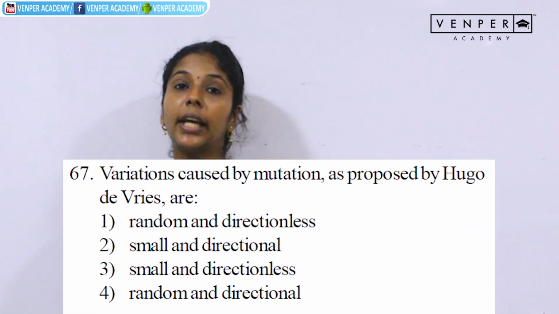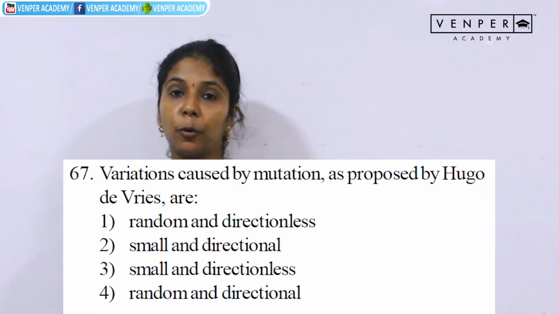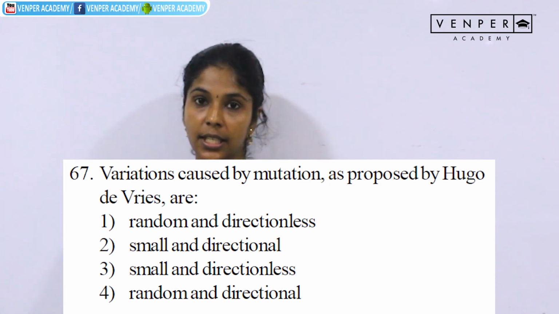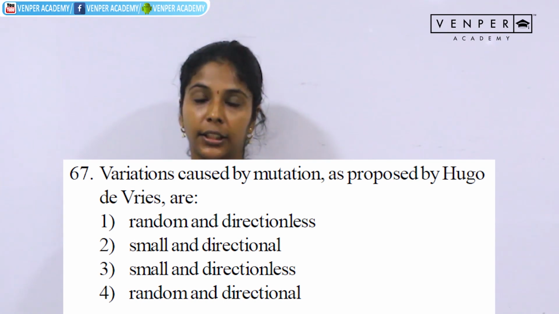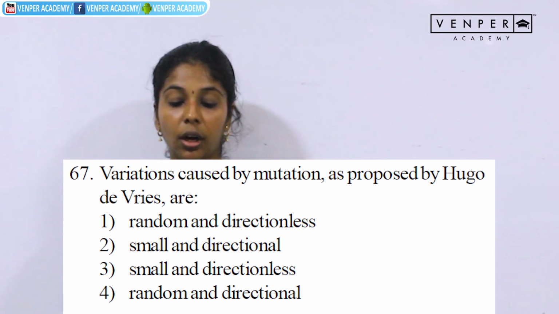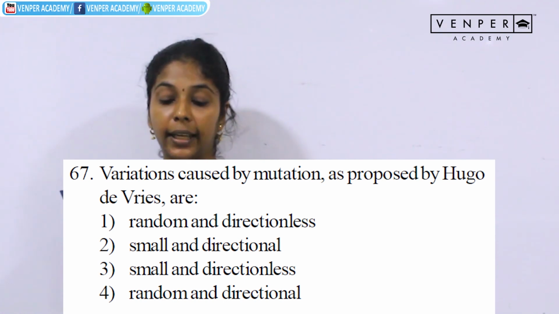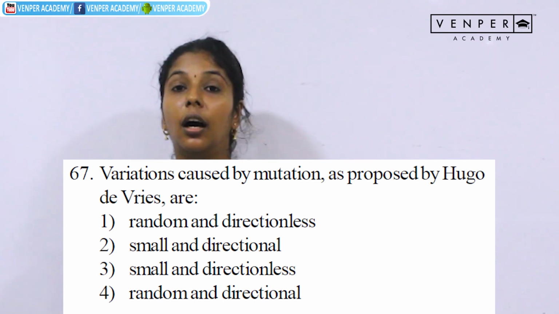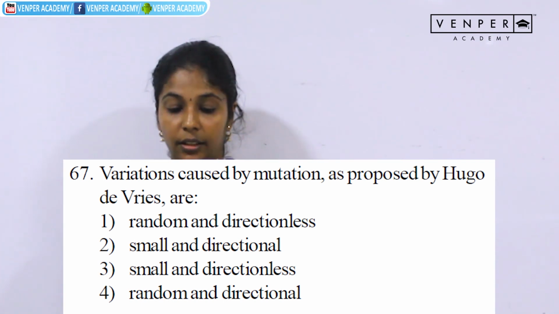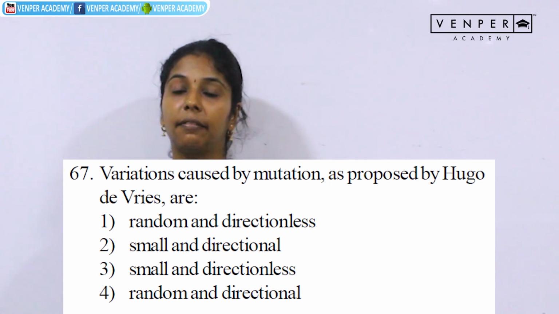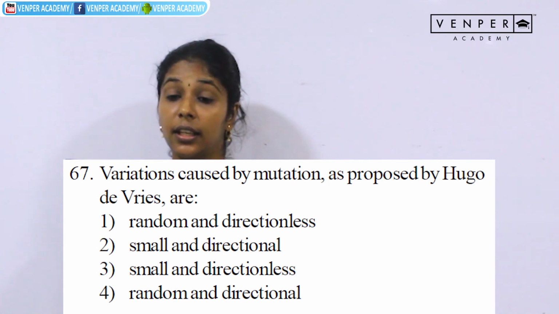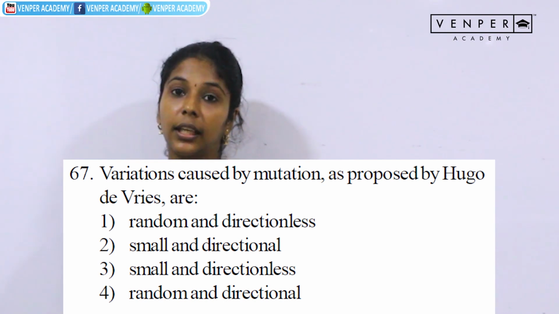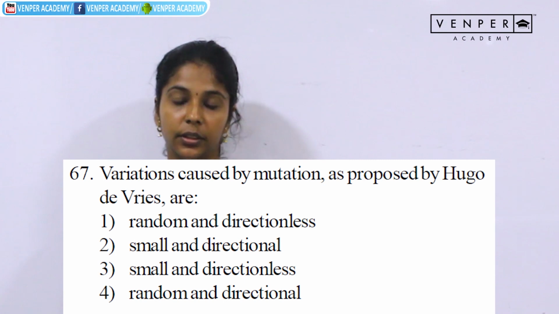67th question. Variation caused by mutation as proposed by Hugo de Vries is: option 1, random and directionless; option 2, small and directionless; option 3, small and directional; 4, random and directional. The correct option is random and directionless. Small and directional variation is the theory given by Darwin, and Hugo de Vries gave in his mutation theory that mutation is random and directionless. The correct option is option 1.